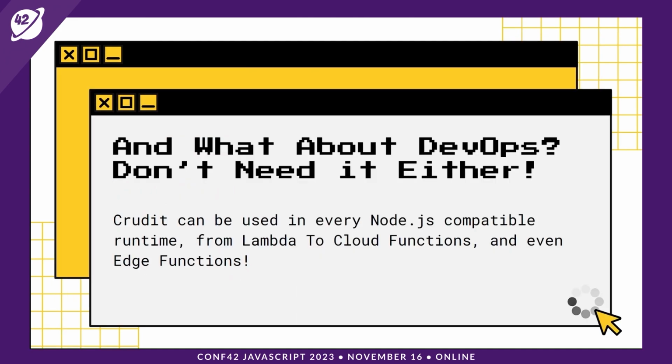And as I said before, you don't need even DevOps, because crudit can be deployed entirely on cloudless runtimes. It basically just needs to run on Node.js compatible runtimes. So Lambda, Cloud Function, Edge Function, Azure Function. There are a ton of different solutions that can run crudit. And you don't need DevOps, you don't need to think about scaling, you don't need to think about dimensioning your server, because it's all handled by the cloud.